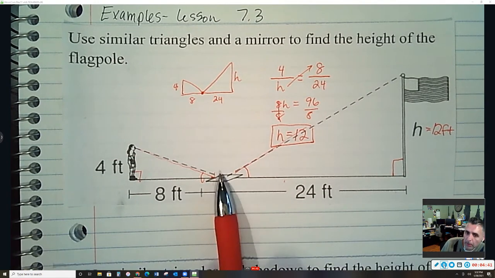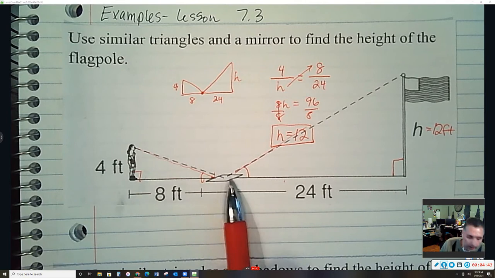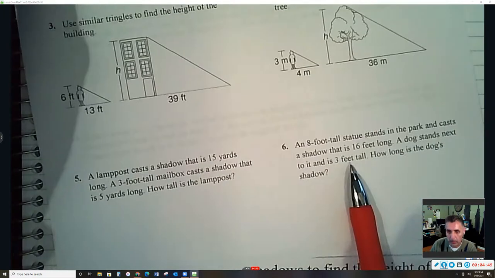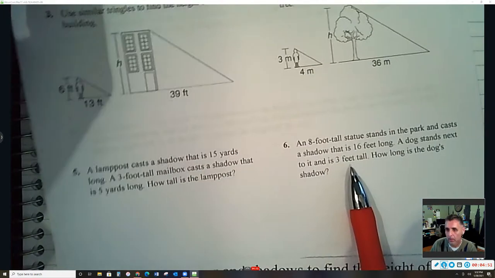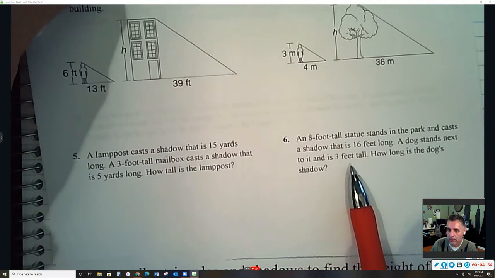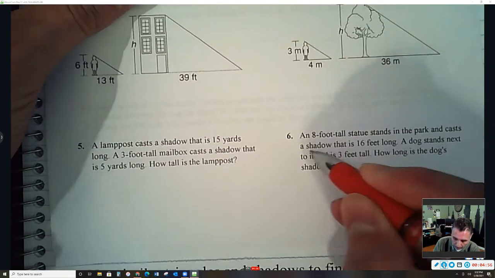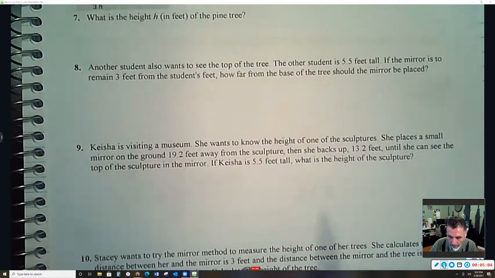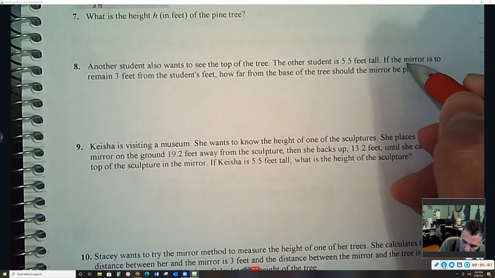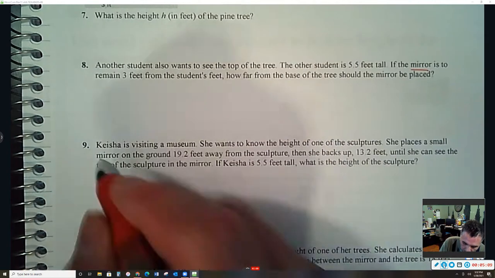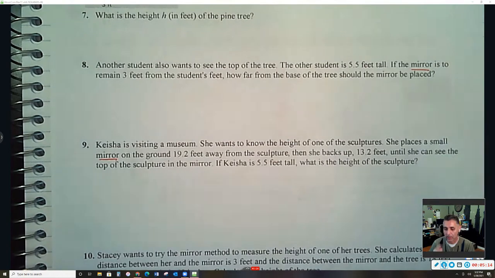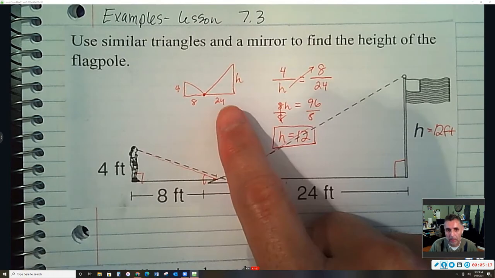Now sometimes you'll be given the problems with a diagram, and then sometimes you're just given word problems. You need to determine, is it using mirrors or is it using shadows? And you should find it somewhere in the wording of the problem. See, this one is shadow, this one is shadow. If you look over here, this one here is using a mirror, right? This one's using a mirror. So depending on whether it is shadows or mirrors, that's going to tell us how my diagram looks.